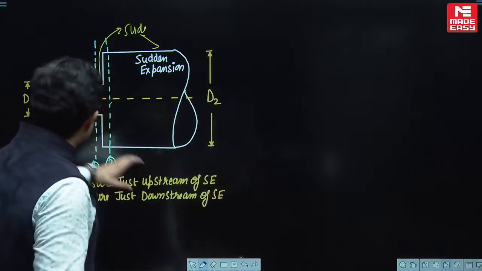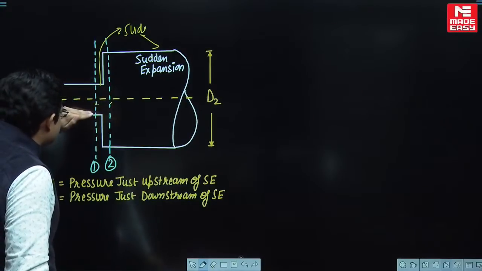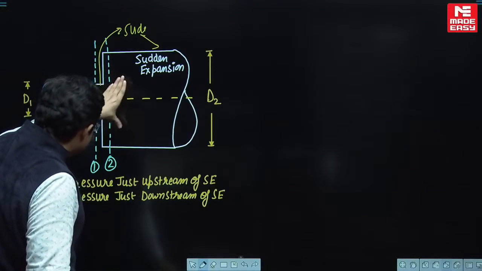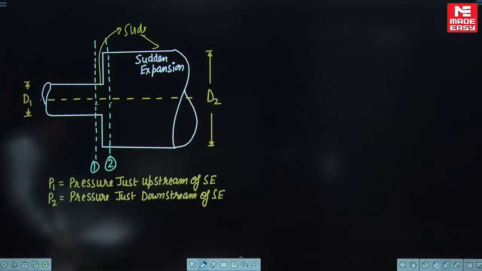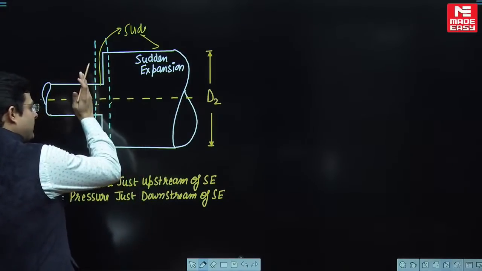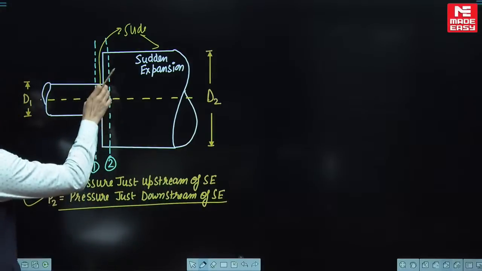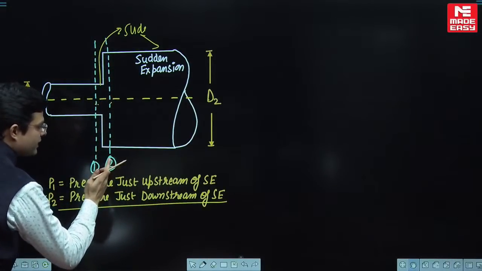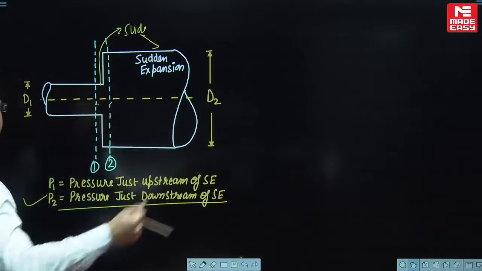Now you see, this is a smaller diameter pipe, so the velocity will be high, so pressure will be less, and here the velocity will suddenly become lesser, so the pressure will be very high. What a question. So therefore P2 will be more than P1. So what is P2? Pressure just downstream of this region, the sudden expansion.